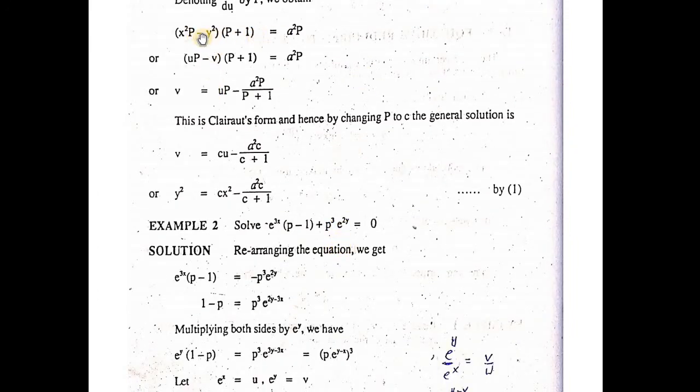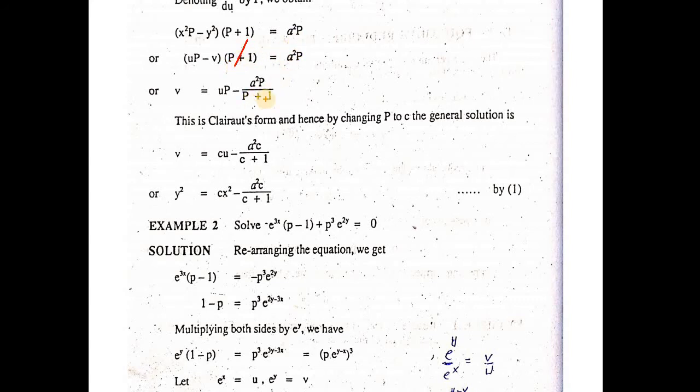This was the result. Now we have to replace x square by its value u, y square by v. So this is the equation. Now dividing both sides by p plus 1. If we divide both sides by p plus 1, here it will be cancelled, and here it will be divided by p plus 1.